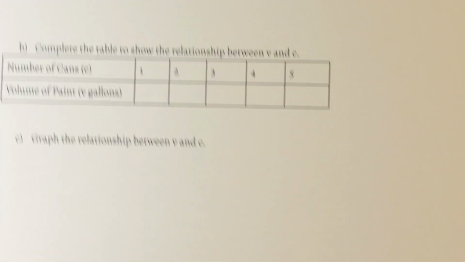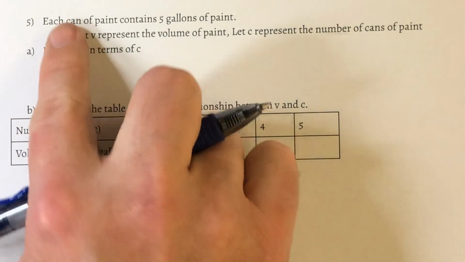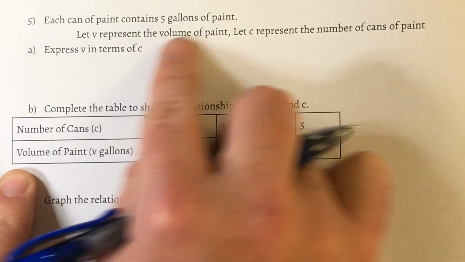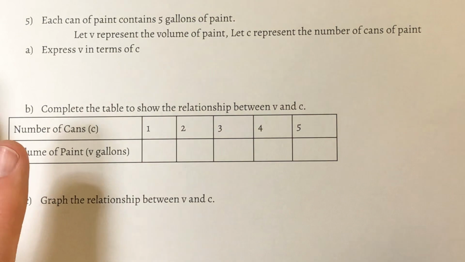All right, we have one more problem. You're like, thank goodness, because this video is already at 36 minutes. All right, we have each can of paint contains 5 gallons of paint. Let V represent volume. Volume is how much of something, like filling.